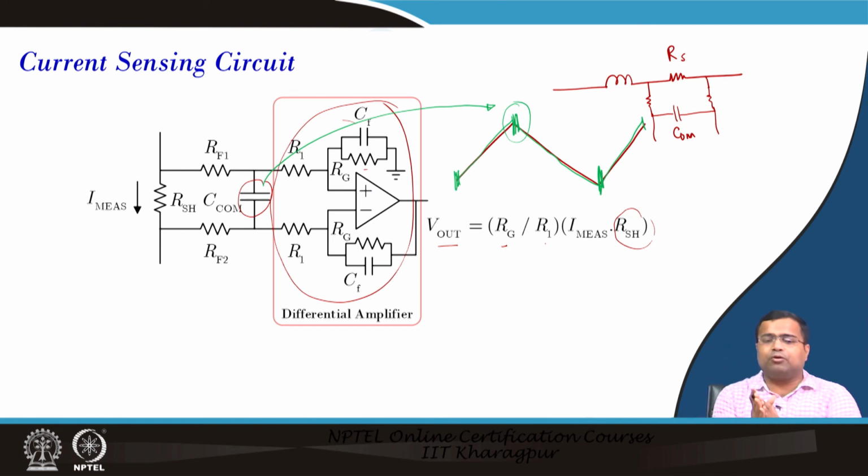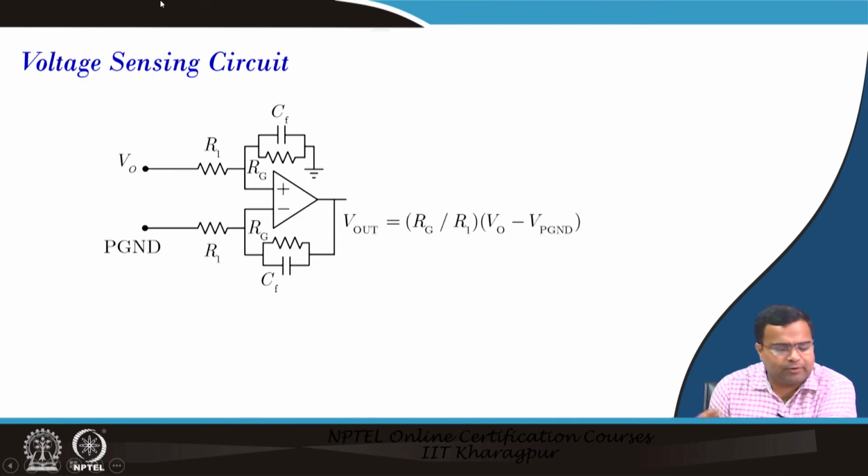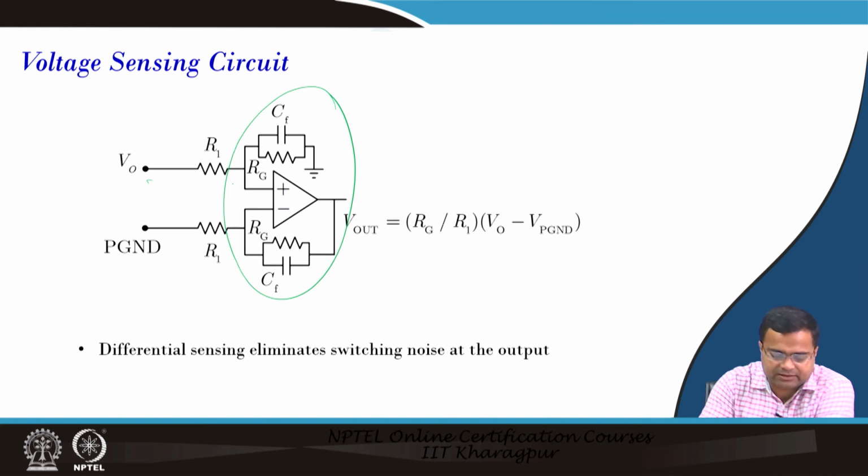So, you have to be very careful about this selection. In this training kit, we have used resistive sensing with capacitive compensation and a differential amplifier. For voltage sensing also, we have used a differential arrangement with respect to the power ground, and that is converted into single ended. Here, we have used the actual output voltage and tried to match. This is to reduce the common mode noise, so eliminate the switching noise at the output, because we also need to try to reduce the noise effect.